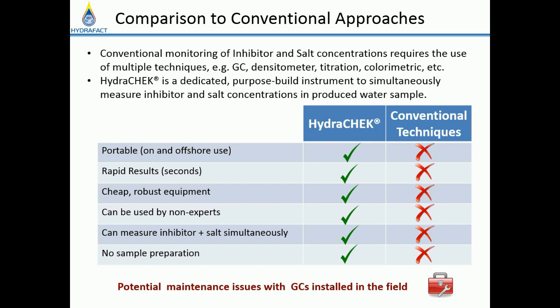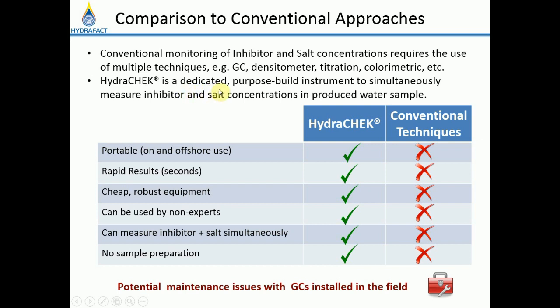Conventional inhibitor and salt concentration techniques require the use of multiple techniques to find out the concentration of salt and inhibitor. There is no technique that can simultaneously give us the concentration of salt and inhibitor. Some of the techniques are, for example, GC, densitometer, titration, colorimetric. All these techniques have their limitations.